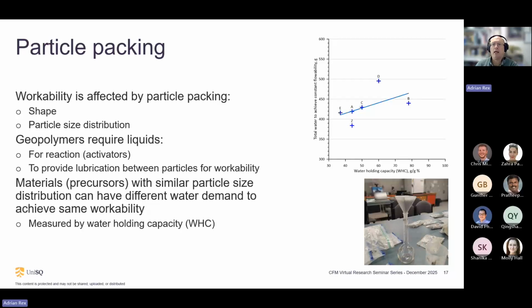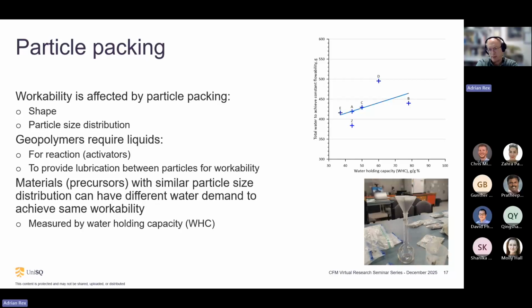Particle packing, very important. The workability, and anyone who's played with fly ash, and particularly bulk fly ash, quickly learns that different ashes have a different water demand when they're making their concrete. You can't just substitute one ash for another because the workability is affected, the water demand is affected. So how do we qualify this?